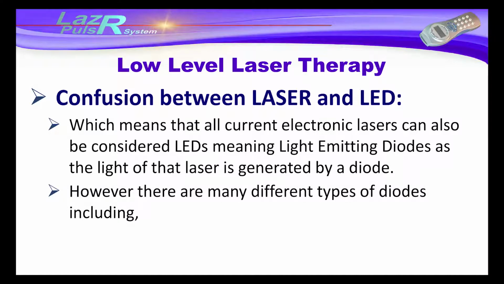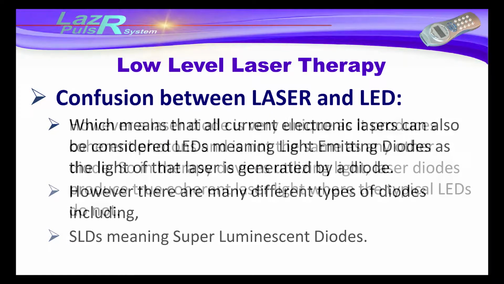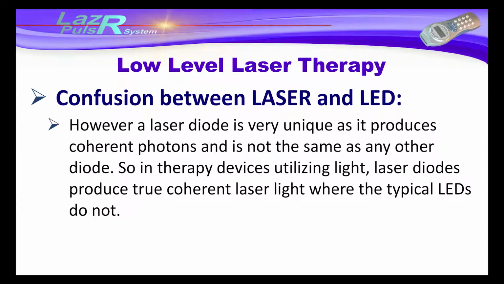However, there are many different types of diodes, including SLDs, meaning superluminescent diodes, that are used in headlights and room lights, and almost all the hundreds of little lights in your vehicle today is one form of LED or another. However, a laser diode is very unique as it produces coherent photons and is not the same as any other diode. So in therapy devices utilizing light, laser diodes produce true coherent laser light, where typical LEDs do not.